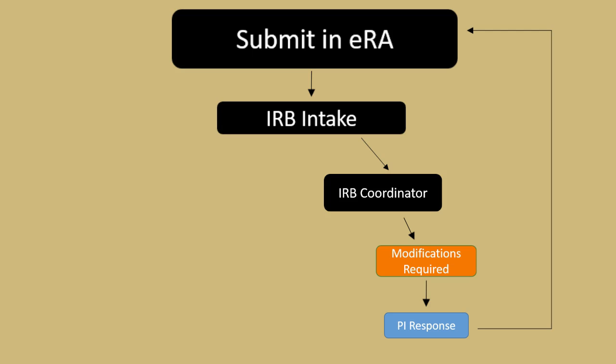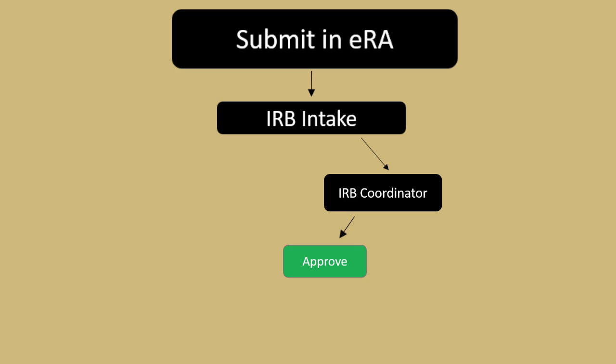On the other hand, a complete submission that requires one round of modifications, which will move from IRB intake to IRB coordinator to modifications required, then the PI response will move through IRB intake to IRB coordinator to approve, could take up to 40 business days for IRB review from the initial submission to final approval. These 40 days do not include the amount of time it takes the investigator to make the necessary changes and submit the response materials in ERA.